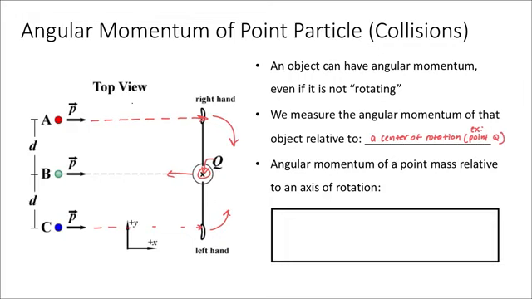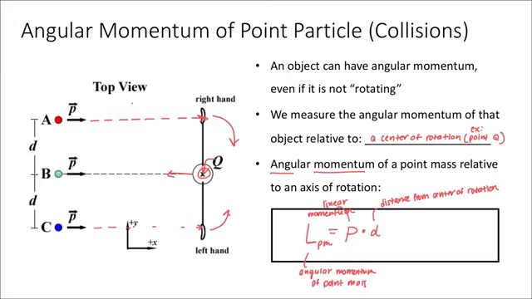So we can say that the angular momentum of a point mass, if you consider each of these tennis balls point masses, relative to some axis of rotation can be calculated as such. L, the angular momentum of that point mass, is going to be equal to the linear momentum multiplied by d, the distance from the axis of rotation. Okay, and if the linear momentum of an object is its mass times velocity, then we can just write this as L = m v d.